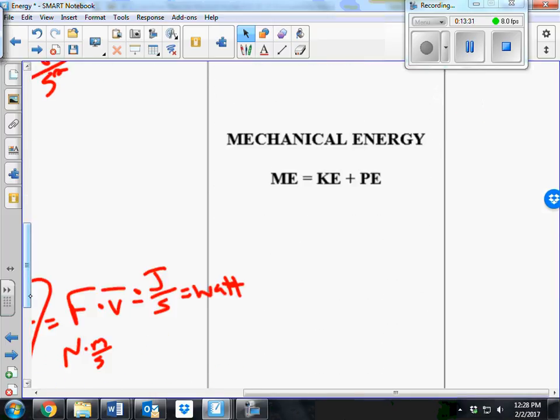Now, mechanical energy is just the sum of your kinetic and potential energies. It's like, here's the perfect energy in a system if we didn't lose any of it to Q. So that is energy in a nutshell.